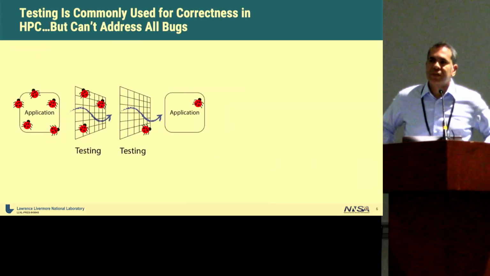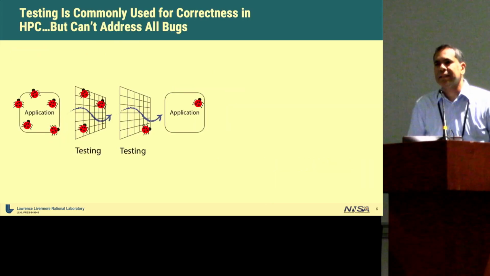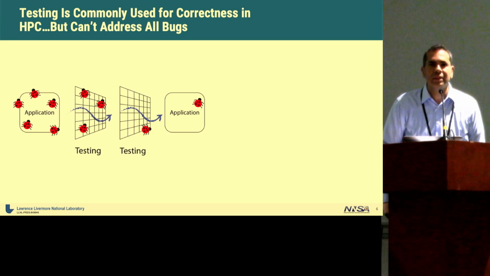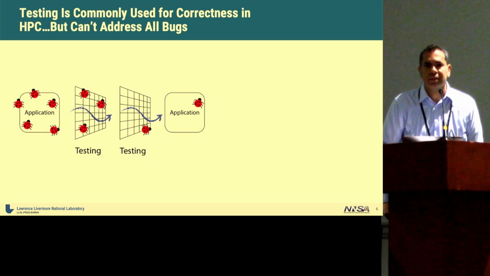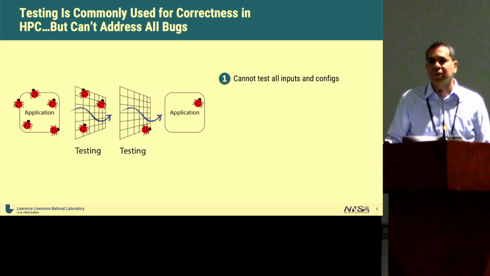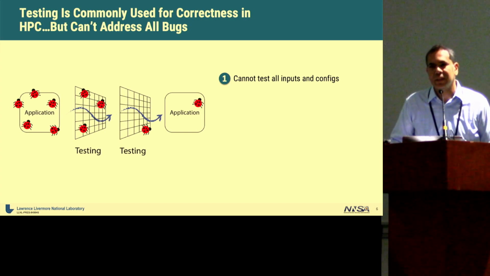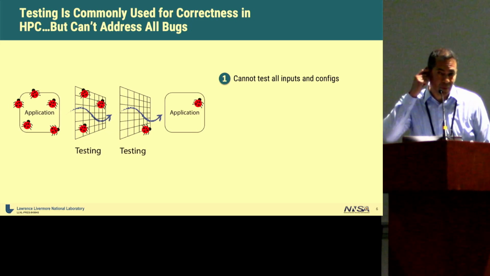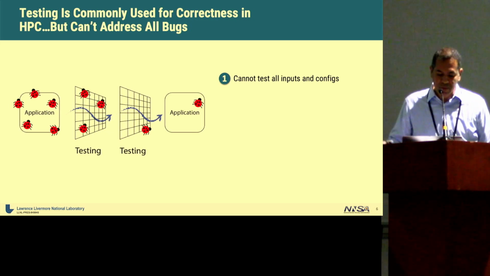So here I would like to start with testing. Testing is, I would say, the standard practice for most scientific application teams to ensure correctness. People do a lot of testing, but as we know, testing cannot address all bugs, right? So first of all, we are dealing with a large number of inputs. We cannot test all the inputs. We are dealing with large arrays of floating point values. So it's impossible to address all the inputs.